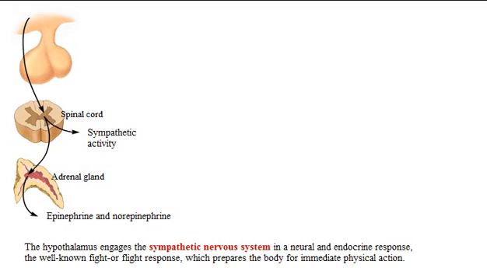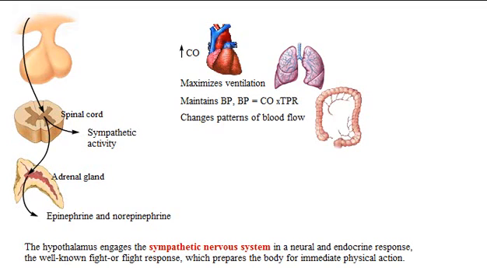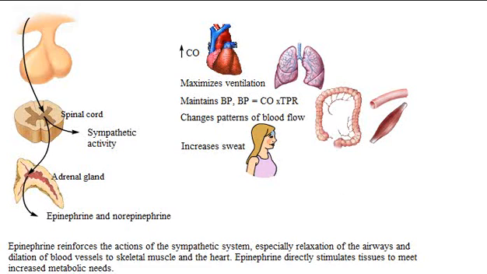Makes sense. Adrenal medulla, cardiac output, CO, increases, ventilation increases, blood pressure rises, and is maintained at a level adequate to drive blood to the working organs, and blood flow is redirected from the GI system and other quiescent organs to skeletal muscle and the heart. Sweating is stimulated. Epinephrine reinforces the actions of the sympathetic system, especially relaxation of the airways and dilation of blood vessels to skeletal muscle and the heart.